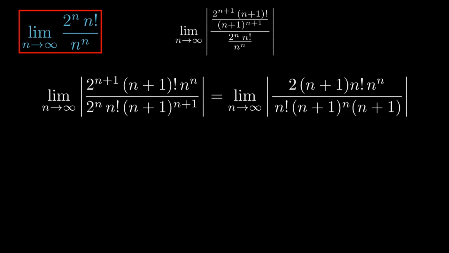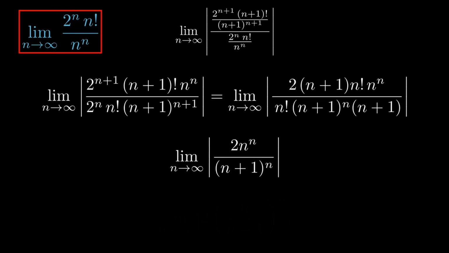of 2 multiplied by n plus 1 times n factorial times n raised to n, divided by n factorial multiplied by n plus 1 raised to n multiplied by n plus 1. So what we're going to go ahead and do now is cancel the n plus 1 times the n factorial with the n factorial and the n plus 1 that we have in the denominator. Doing so, we get the limit as n goes to infinity of the absolute value of 2 multiplied by n raised to n divided by n plus 1 raised to n.